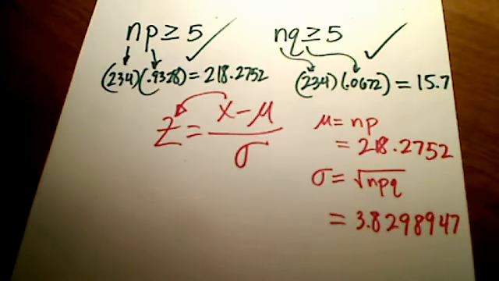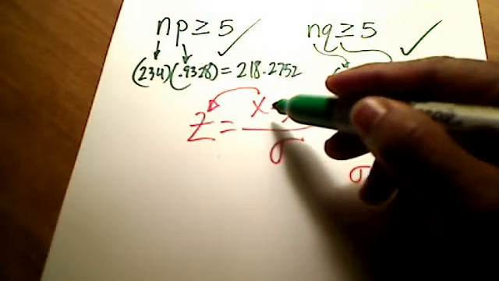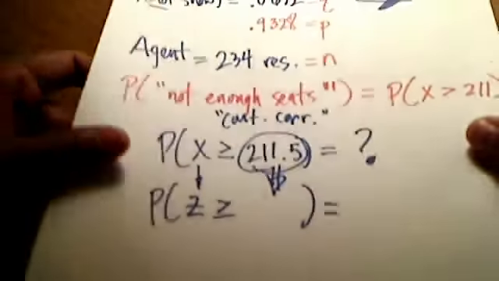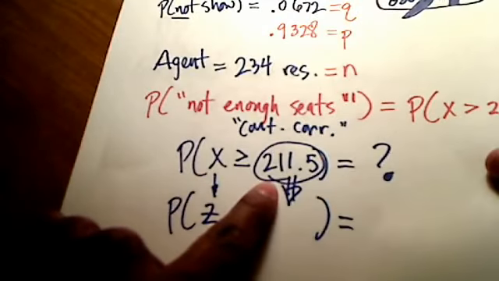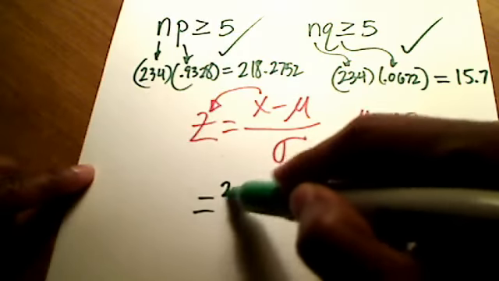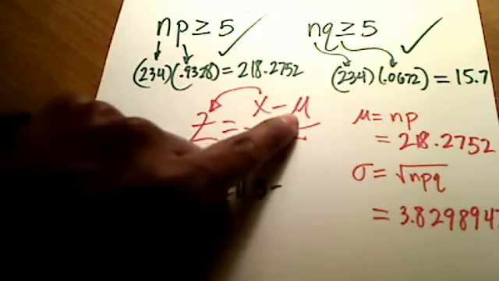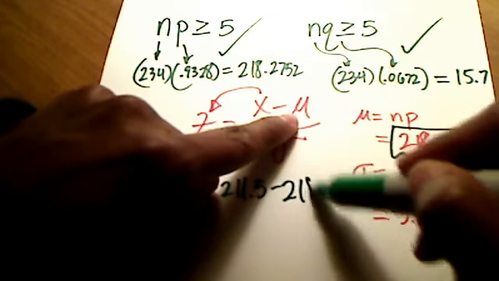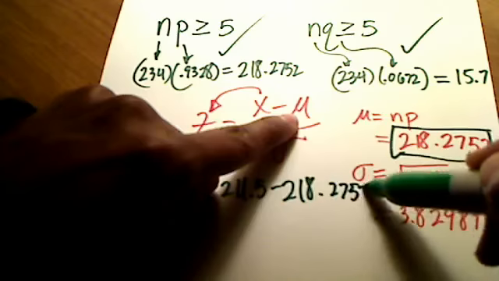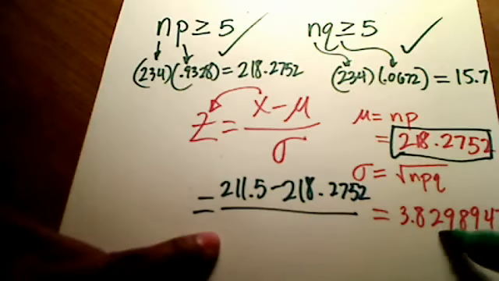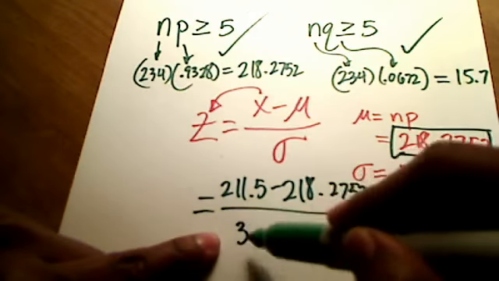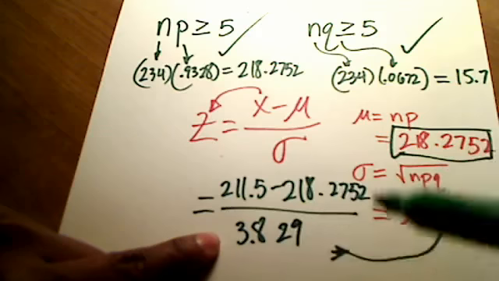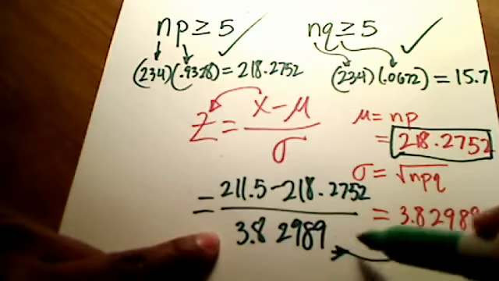To finish this problem off, here's what we've got. I've got an x value, and I showed you that earlier. Remember, our x value is 211.5, minus a mean. We've got the mean right there, 218.2752. All of that divided by this standard deviation of 3.8298947, and so on.